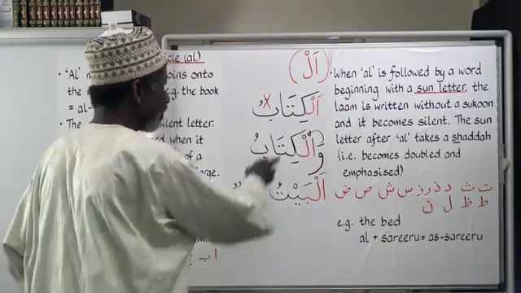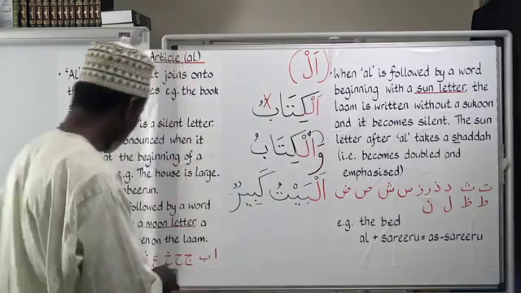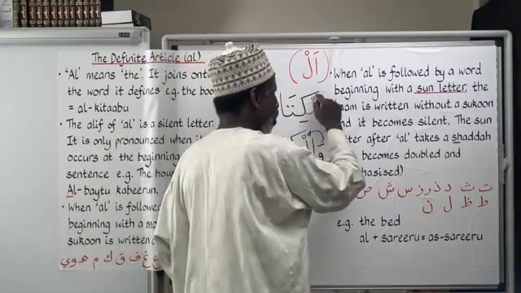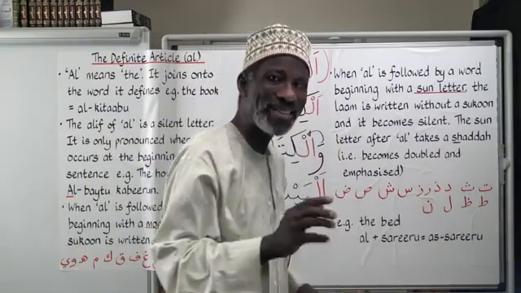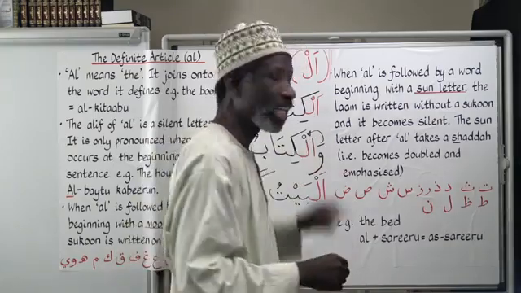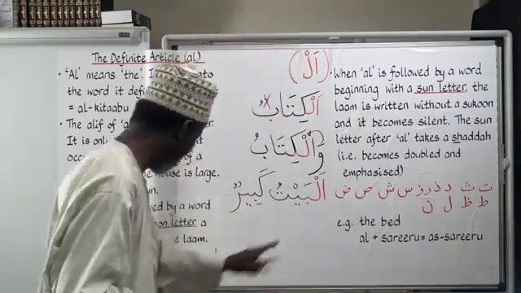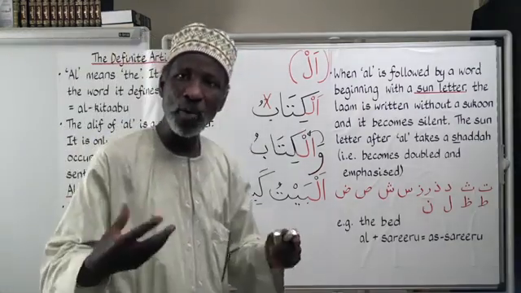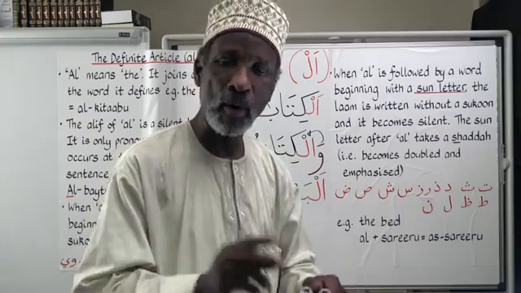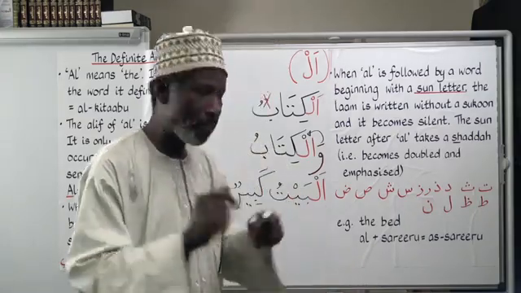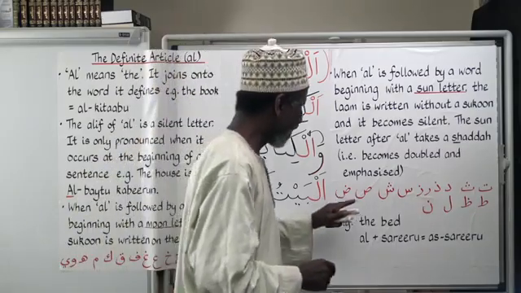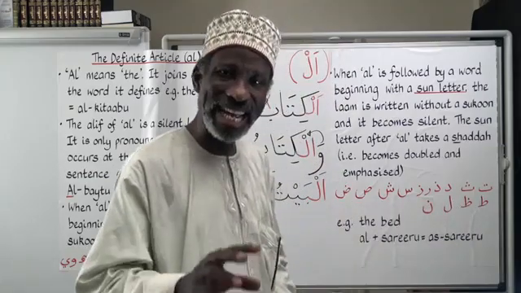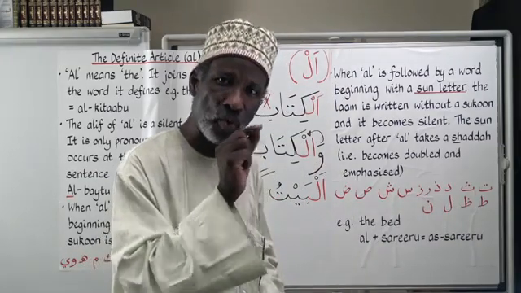When you have a moon letter after the lam, you will clearly hear the sound of the sukun, like al-kitabu, al-baytu, because ba and kaf are moon letters. Therefore, you hear that sukun on the lam of al-kitabu, al-baytu. If the letter that comes after the lam is one of the sun letters, you will not hear the sukun on the lam.